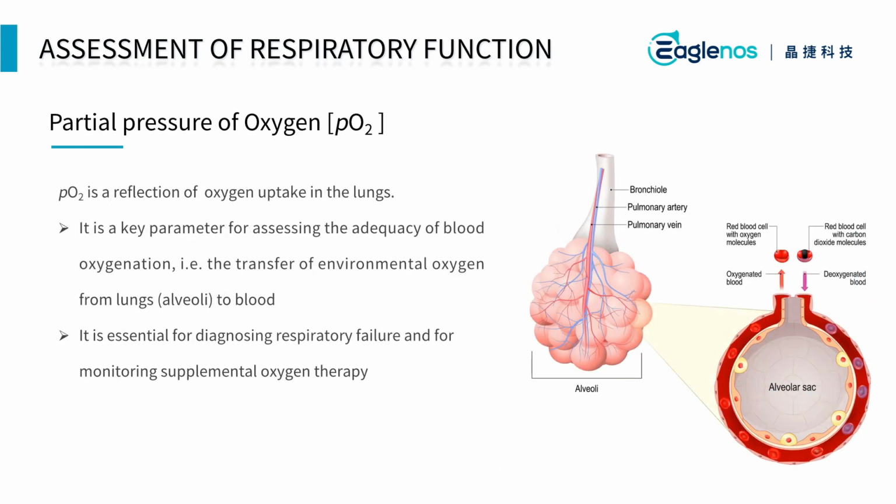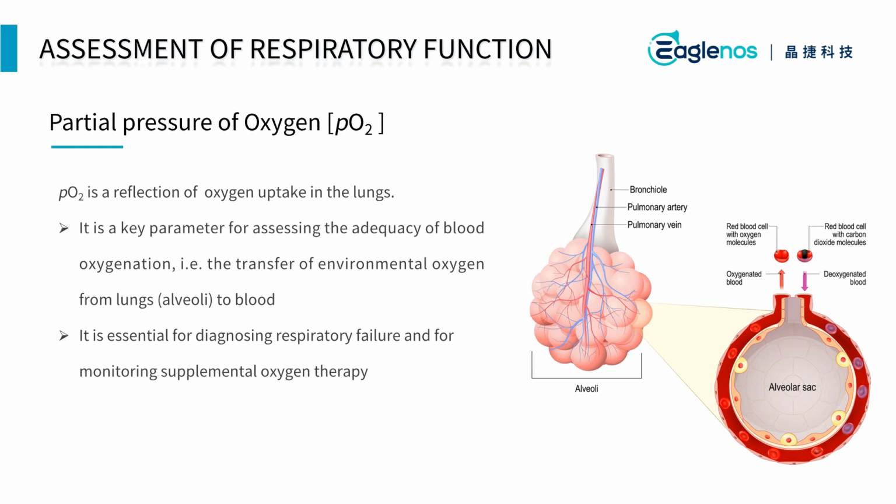The partial pressure of oxygen is a crucial parameter that reflects the efficiency of oxygen uptake in the lungs. It directly measures the amount of oxygen dissolved in the blood plasma, providing an indication of how well oxygen is being transferred from the alveoli in the lungs into the bloodstream. This is a key component in assessing the adequacy of blood oxygenation.